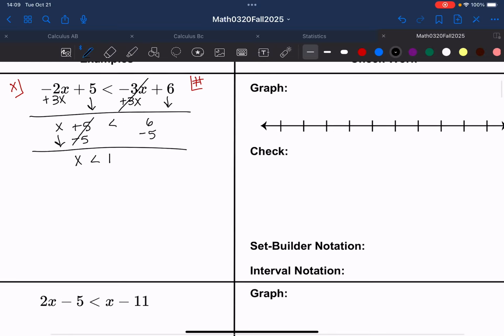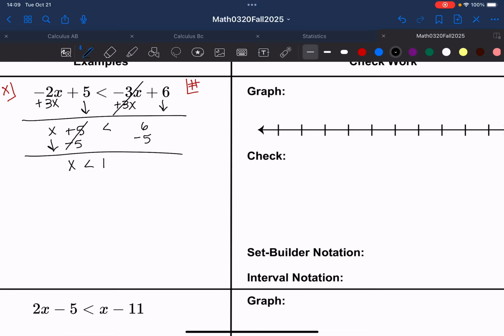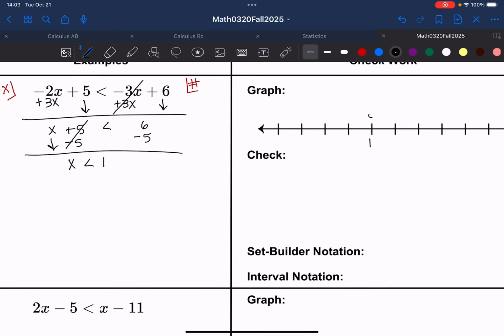Okay. Well, I can take that and now graph it off to the side. So if I have 1, I know it's going to be an open circle above 1, and x is less than means everything to the left. I can also check this to see if I did it correctly. So in order to check, I have to think, okay, if x is less than 1, I need to choose an x value that is actually less than 1. So I'm going to choose x equals 0.